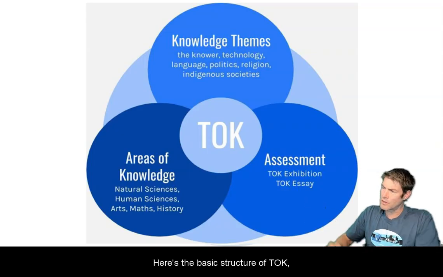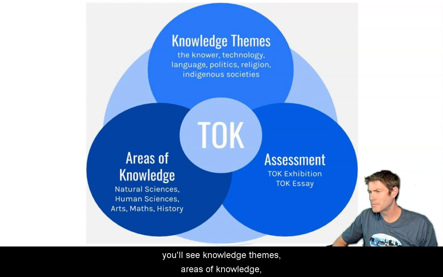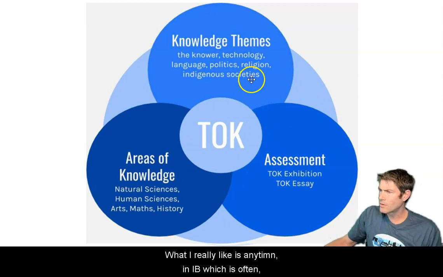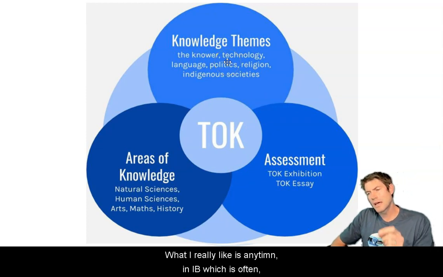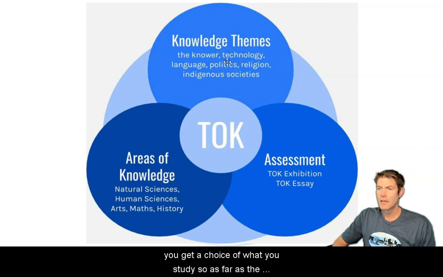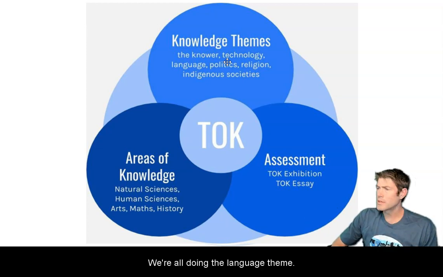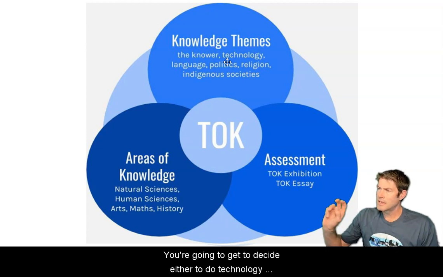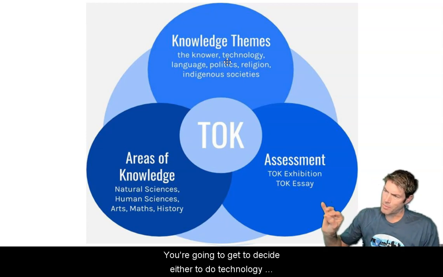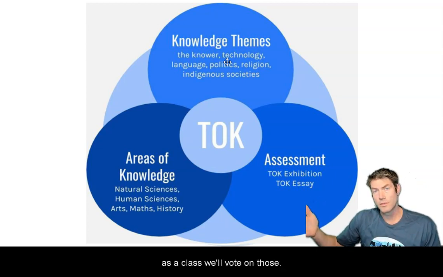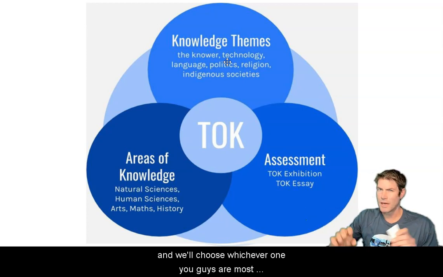Here's the basic structure of TOK. You'll see knowledge themes, areas of knowledge, assessment. The stuff at the bottom, everybody's going to do. But what I really like is that anytime in IB, which is often, you get a choice of what you study. As far as the knowledge themes go, we're all going to be doing the knower themes, and we're going to do the language theme. But you're going to get to decide whether to do technology, politics, religion, or indigenous societies. As a class, we'll vote on those, and we'll choose whichever one you're most interested in.